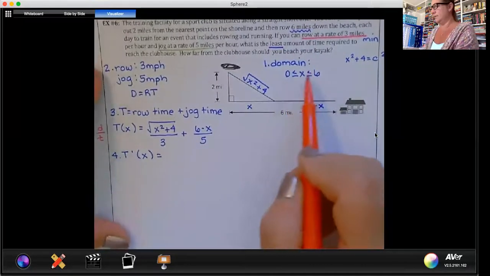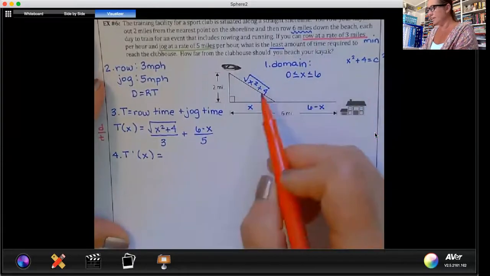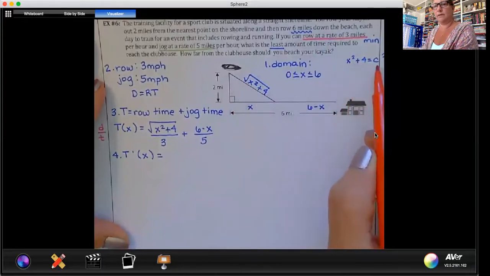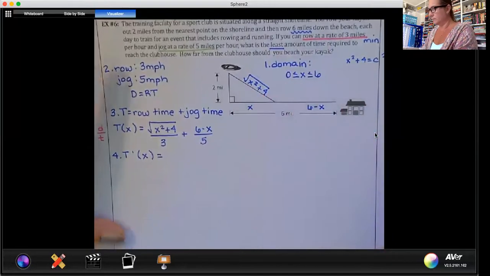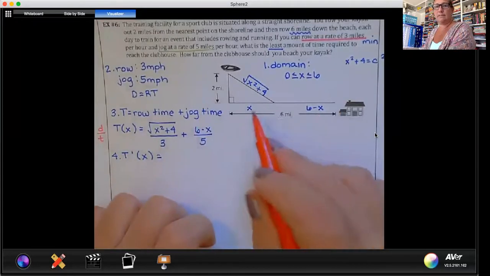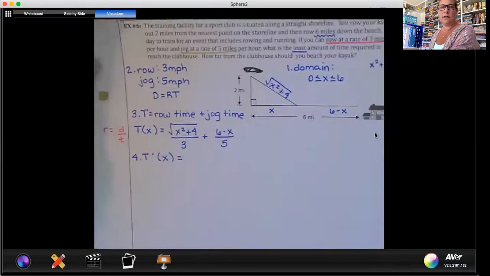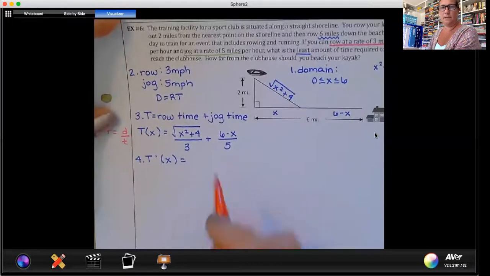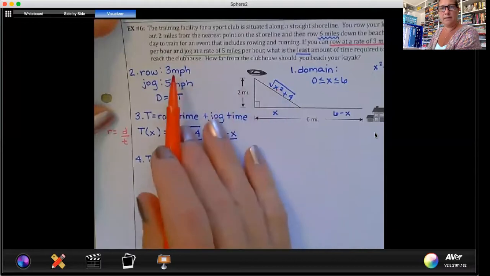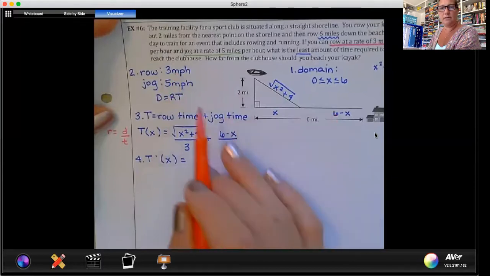So your domain is from 0 to 6 because that's the farthest point that you're going to be from where you started. And to find our hypotenuse here, that value, you just do the Pythagorean theorem. x squared plus 2 squared equals c squared. And then the square root is x squared plus 4. The whole value is 6. So this piece would be x and this piece would be 6 minus x. Distance equals rate times time. The total time is the row time plus the jog time. So your formula is your row distance divided by time plus your now jogging distance divided by time.